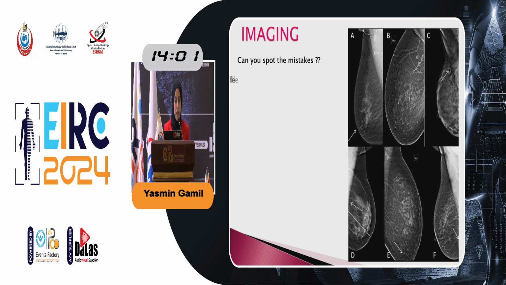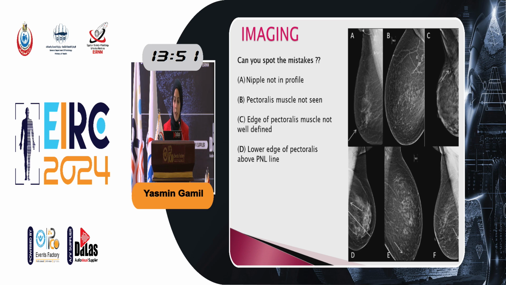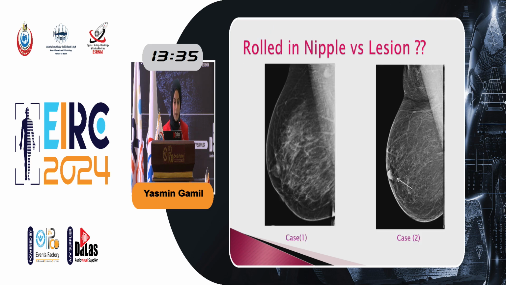In image A, the nipple is not in profile. In B, the pectoralis muscle is not visualized. In C, the edge of the pectoralis muscle is not well defined. While in D, the lower edge of the pectoralis is above the pectoralis nipple line. In E image, inadequate coverage of the lower quadrant. In F, the inframammary fold is not visualized.